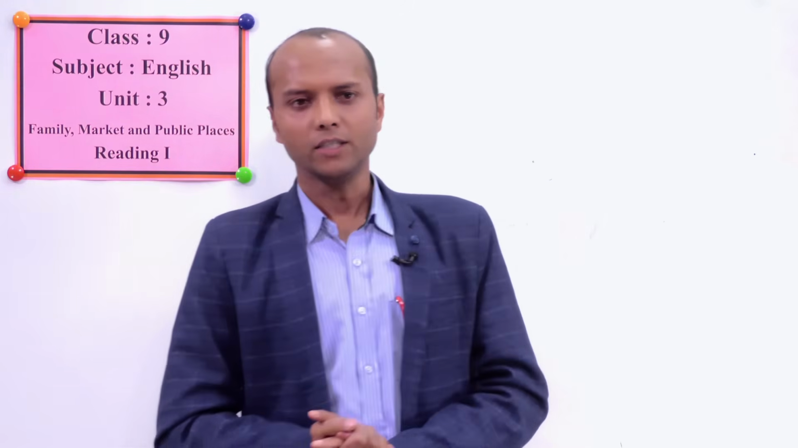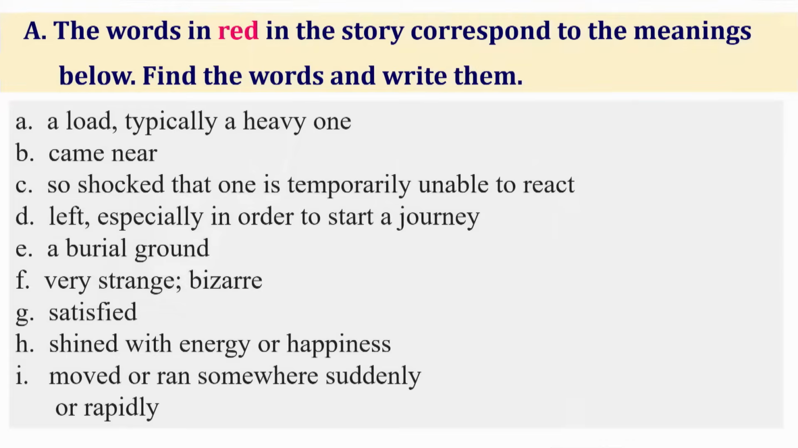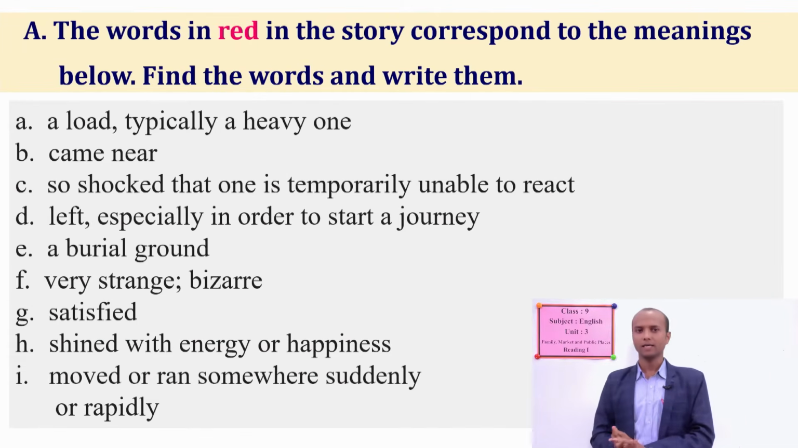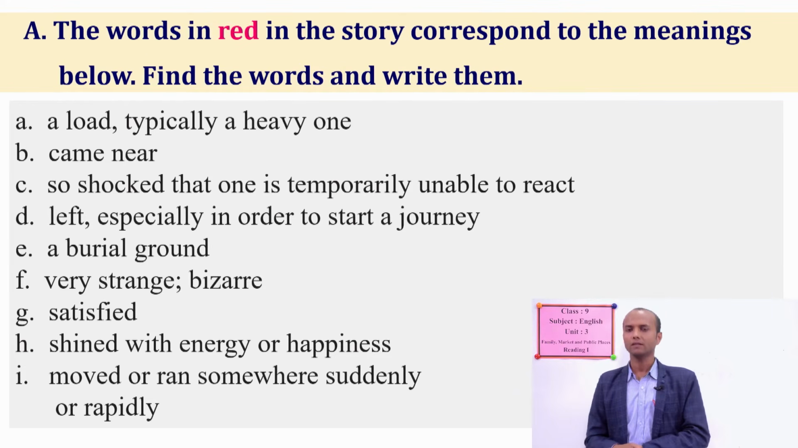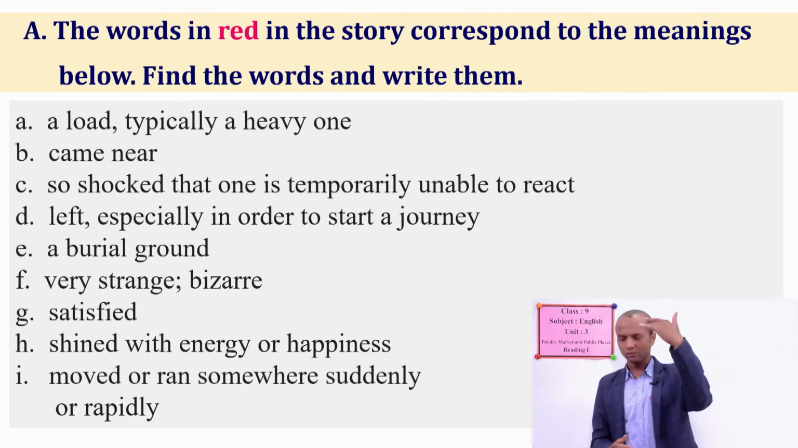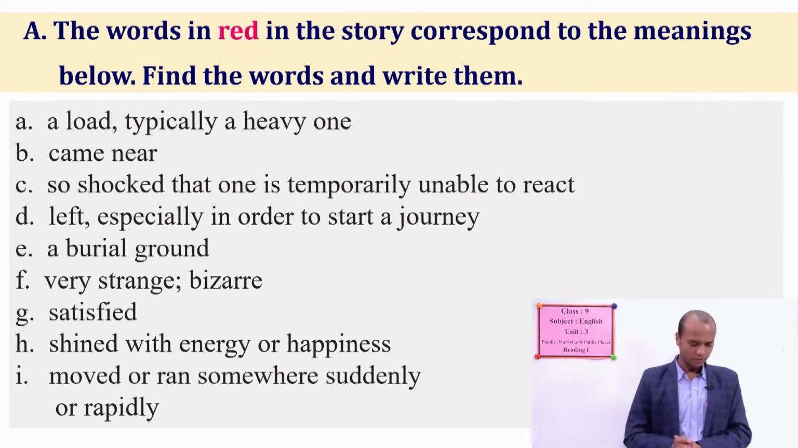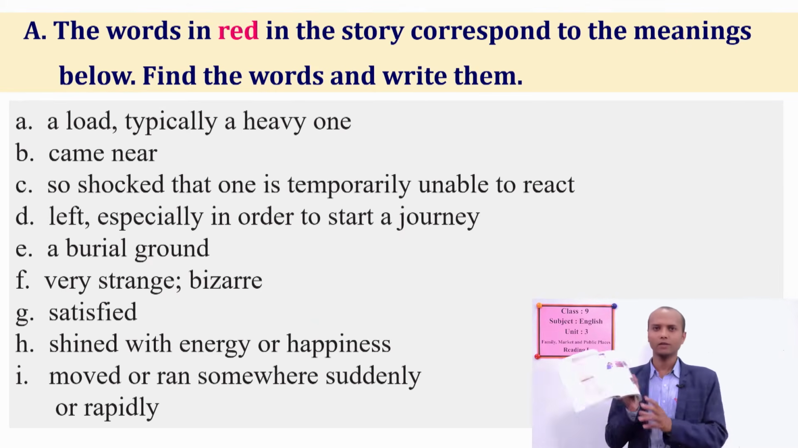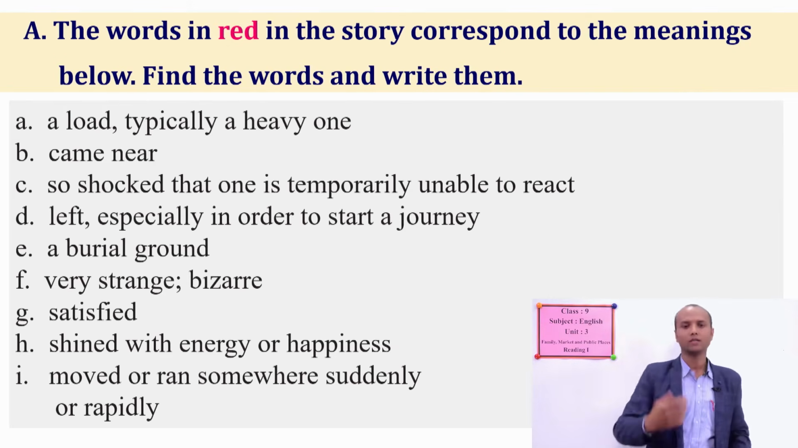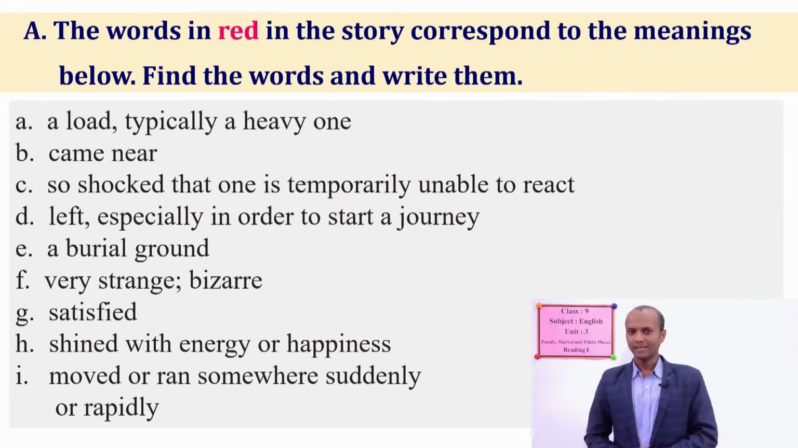Great. Let's see the activity first, that is vocabulary activity. It says the words in red in the story correspond to the meanings below. Find the words and write them. If you have the book, you can turn to page number 27, 28 and 29. There you can see some words highlighted with red, which I showed you on the screen as well.